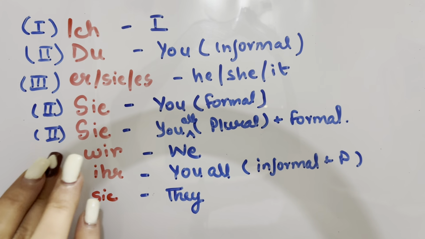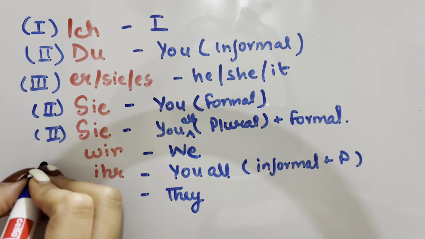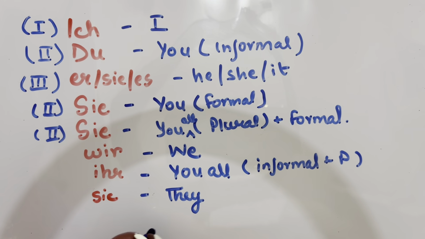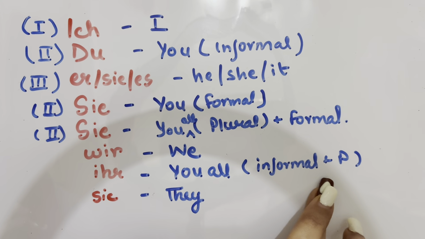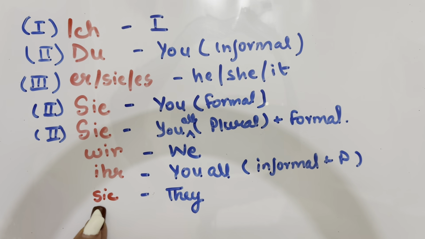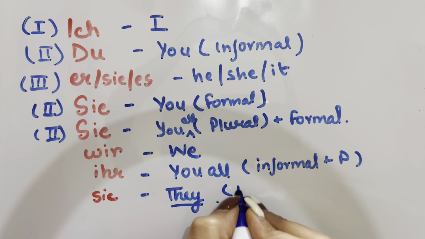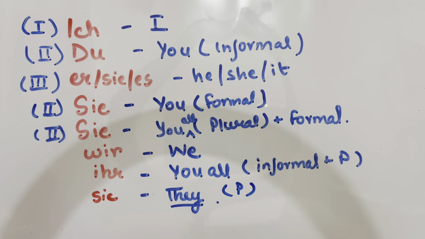Then we have wir, which is we, and then we have ihr, which is you all, and it is informal and plural. And at the end we have sie, and again it has a small s, and it means they, and it is plural, as you can guess from the they in it.